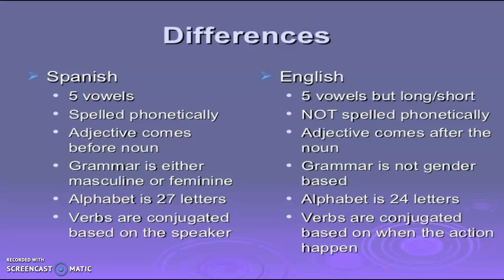In Spanish, alphabet is 27 letters. In English, it has 26 letters. In Spanish, verbs are conjugated based on the speaker. In English, verbs are conjugated based on when the action happened.